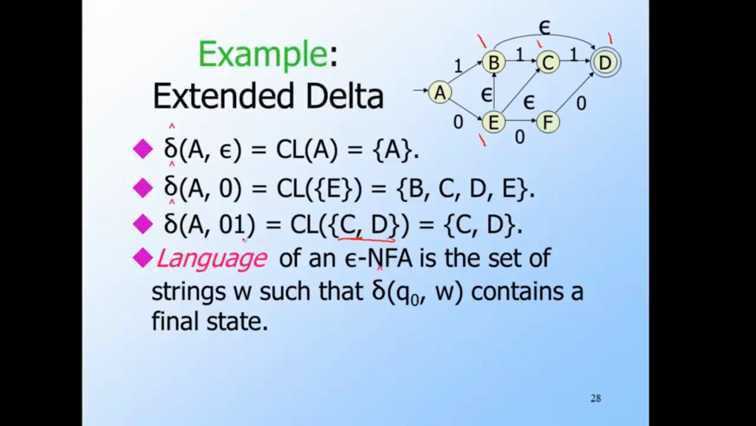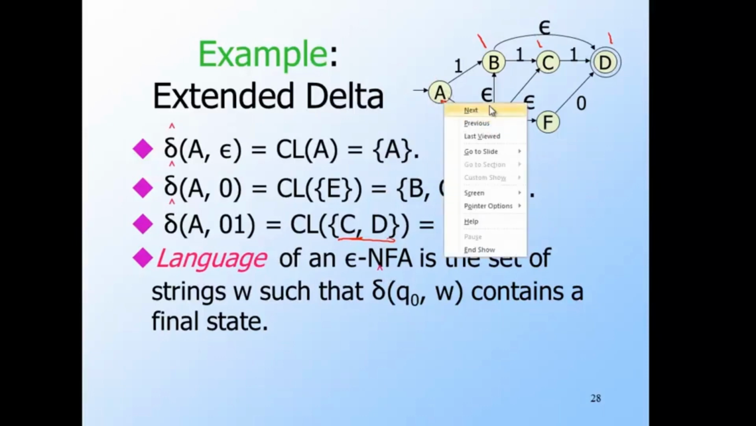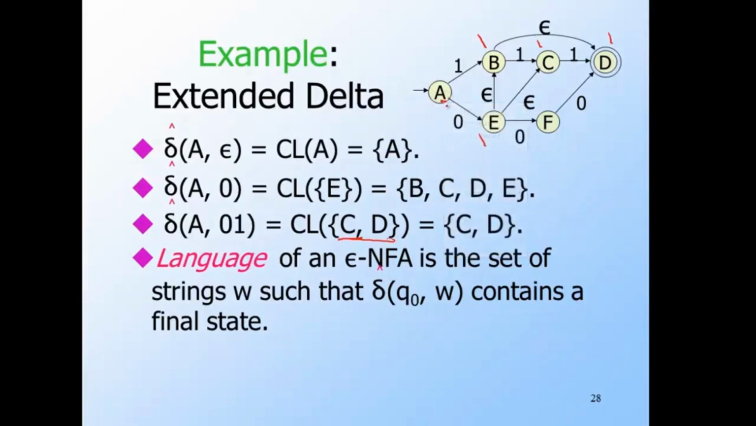What that means is, if you look at, starting in A, all the paths labeled 0, 1, with as many epsilons as you wish thrown in the middle, those paths lead you only to C and D. That is, there's this, there's this, and there is this. Okay, and that's it.